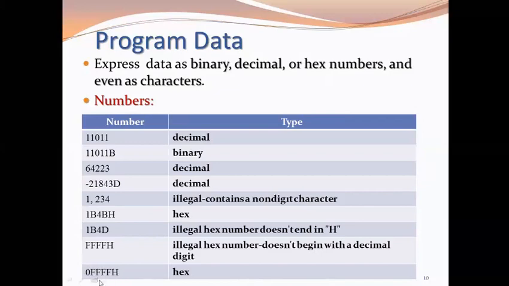Why are you saying it is the correct hexadecimal number? Because this number is starting with 0 and ending with the H. Does it make sense? But you are going to say this is the illegal one.